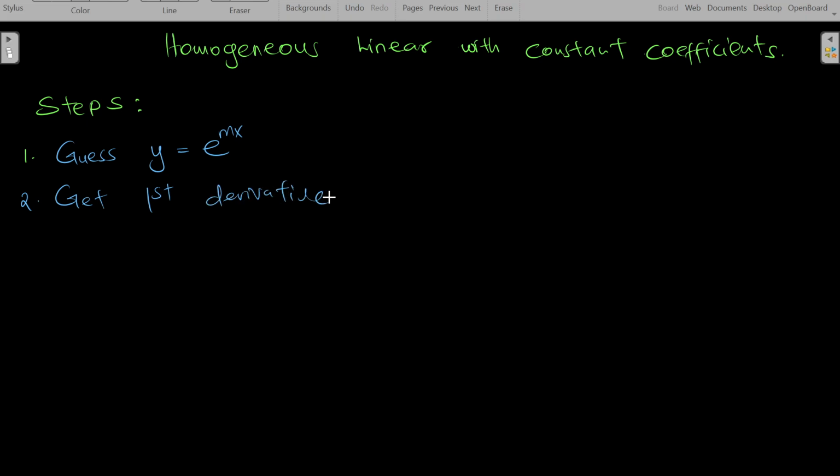How will you get the first derivative? This is an exponential function. My first derivative, I'll write y prime to denote the first derivative. Y prime equals, I'm differentiating y with respect to x, so I'll write e to the mx the way it is, and then differentiate the power. If you differentiate mx, you'll get a constant term, so I'll multiply that by m. My result will be m e raised to mx.